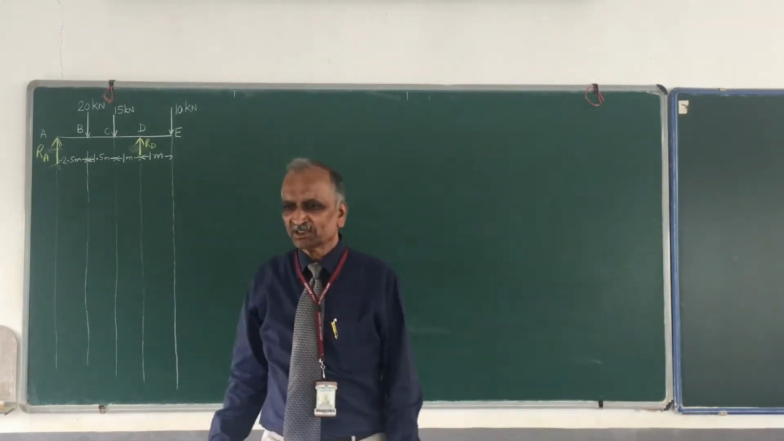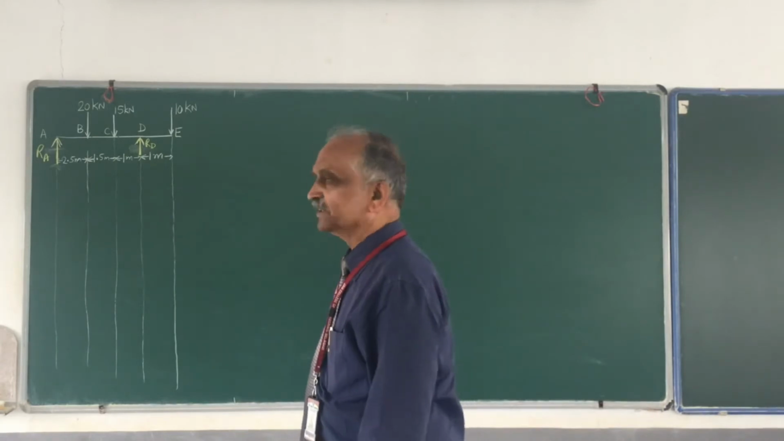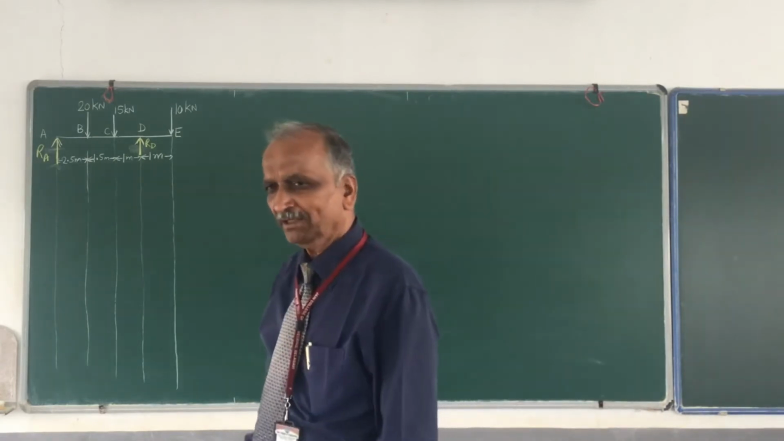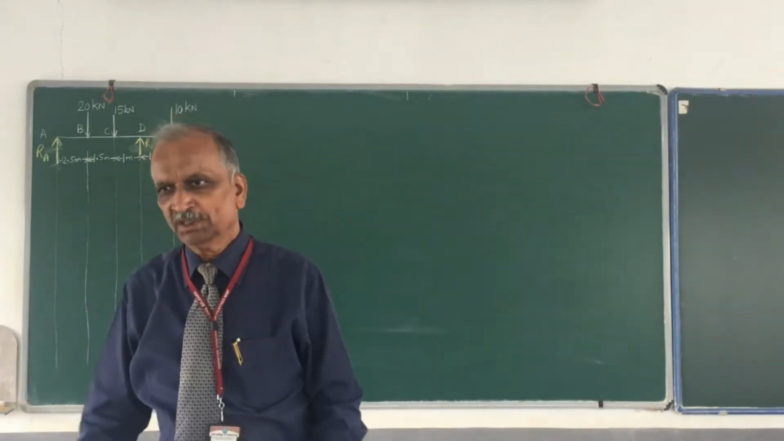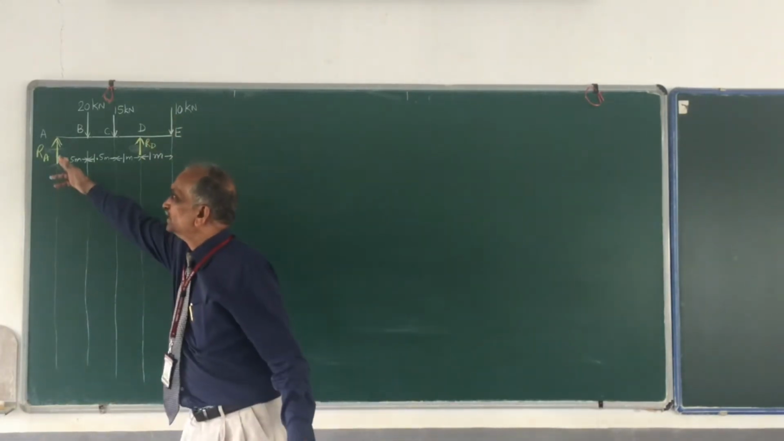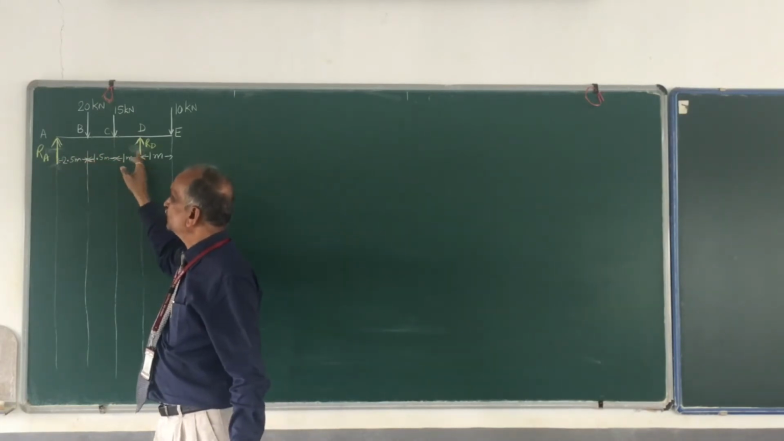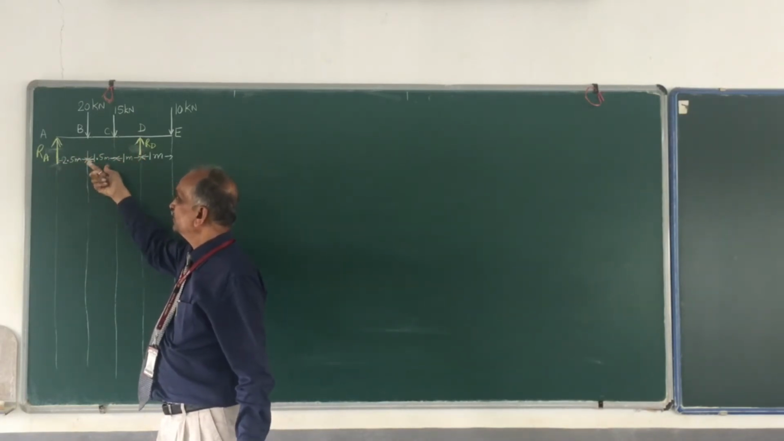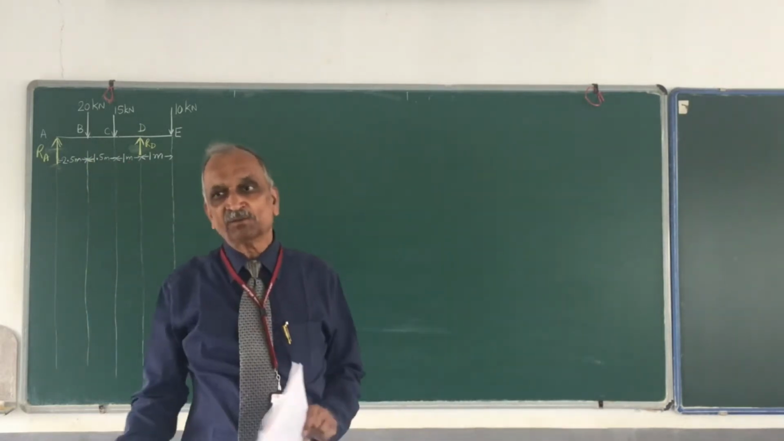So if someone asks you, what is the span of this beam? What is the meaning of span? Span is the distance between two consecutive supports. Here I have only two supports. This is one support, this is another support. What is the distance between these two supports? 2.5 plus 1.5, 4 plus 1, 5 meter is the span of the beam.